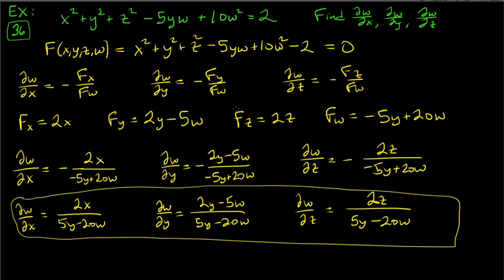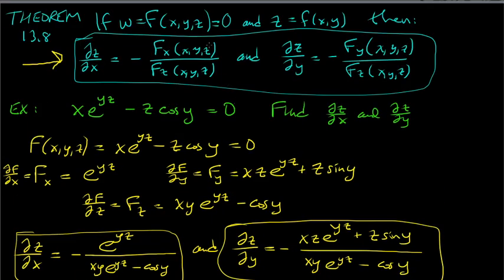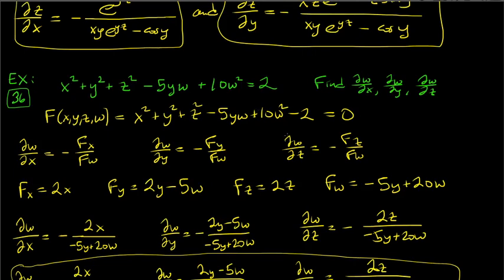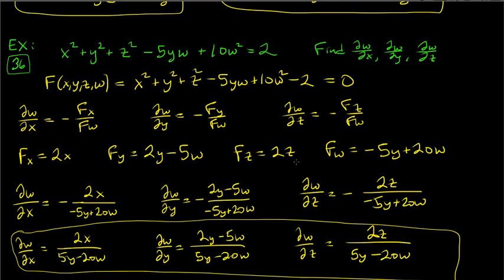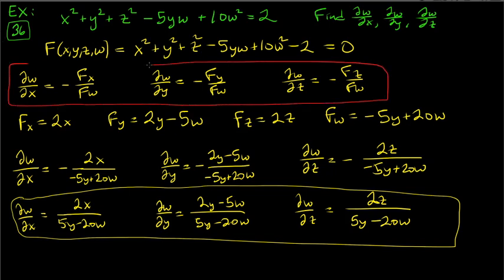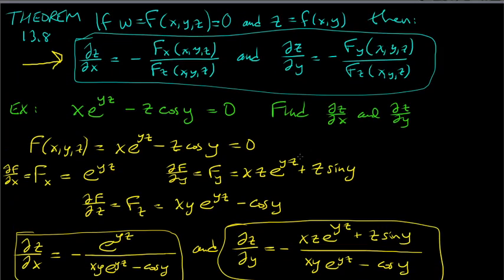So the point is you can extend this to a function of 4 variables, or 5, or 6, or a million. It's just more partial derivatives and more equations to worry about. But it's really not that much harder. It's just more bookkeeping. It's just harder to keep track of all these partial derivatives and which one is which. So that's the idea of implicit differentiation.